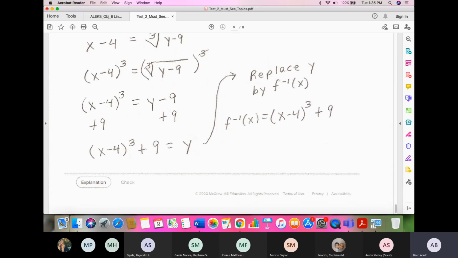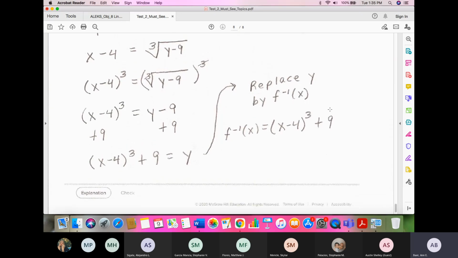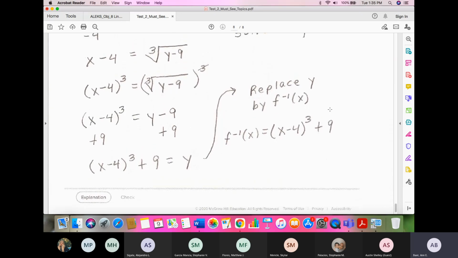Any questions on this particular topic? And it can be a little, this one, you can see different variants.